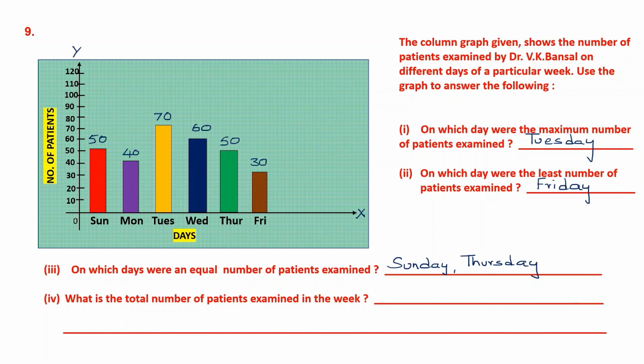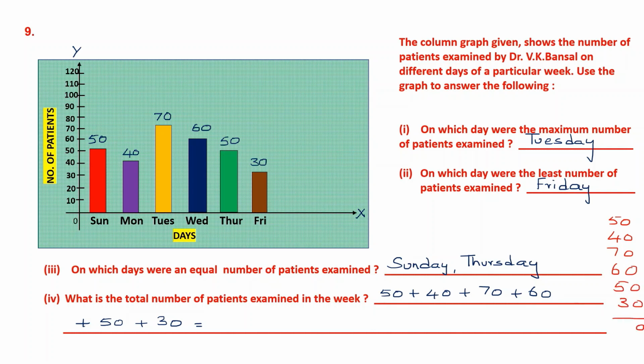So let's start with Sunday. Sunday is 50 plus 40 plus 70. Then we have 60. Then we have 50 and we have 30. So we're going to add up all these and see what we get. So let's begin to add. We'll start with 50. So we have 50, then 40, 70, 60, 50 and 30. Okay, so let's add all this up.